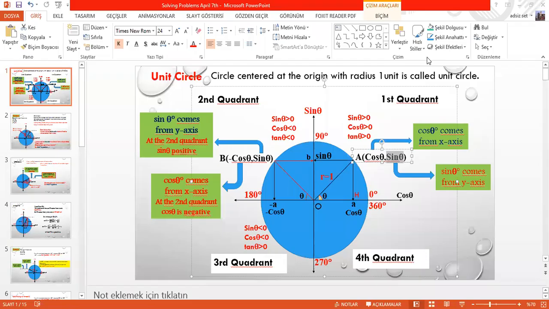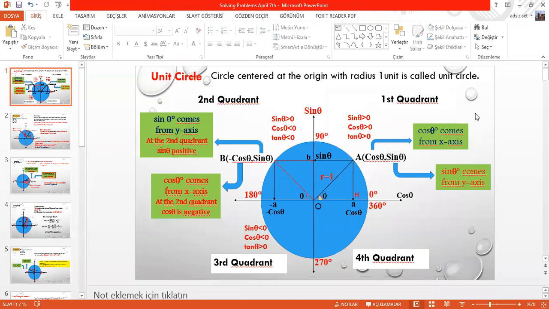Hi everybody, today we are going to explain some trigonometric problems by using the unit circle. Okay, first of all, let's start with the definition of the unit circle. What is the unit circle? It's a circle centered at the origin, and the radius of this unit circle is 1.